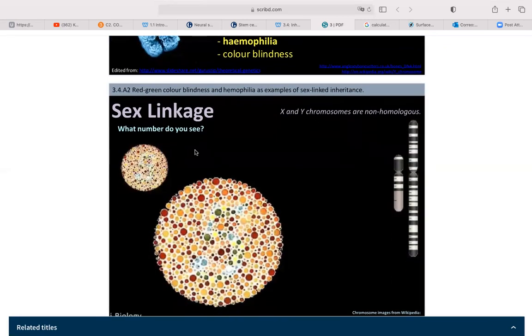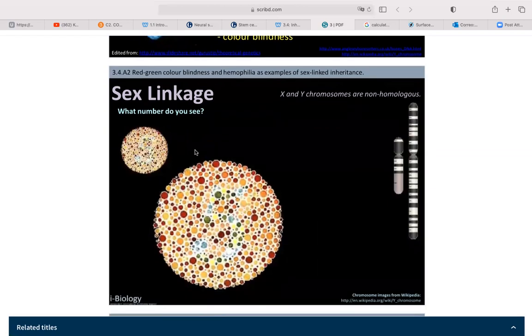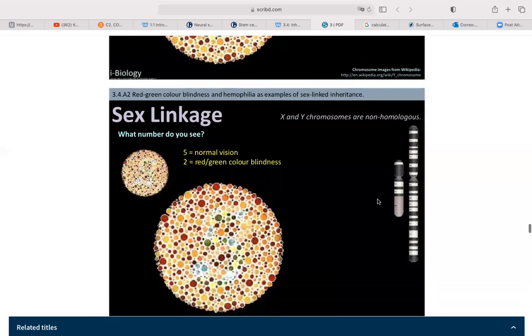What number do you see, guys? I don't see any number. What is the number that you see? I see a 5. I see a 5. This one is bigger. So why? Why do we need to know that? X and Y chromosomes are not homologous. This is the Y chromosome, the X chromosome. As you can see, we have different genes. These Y sections are genes there, and they're not homologous to the other ones, okay?